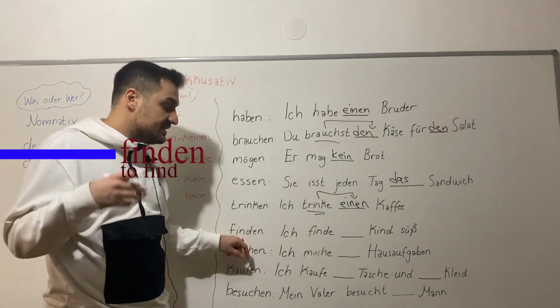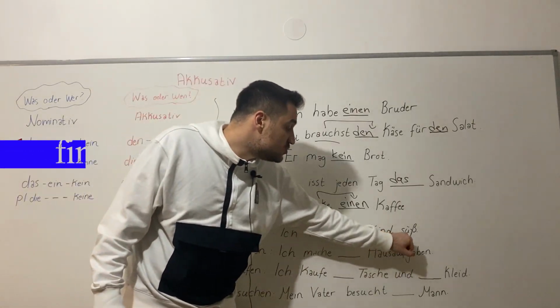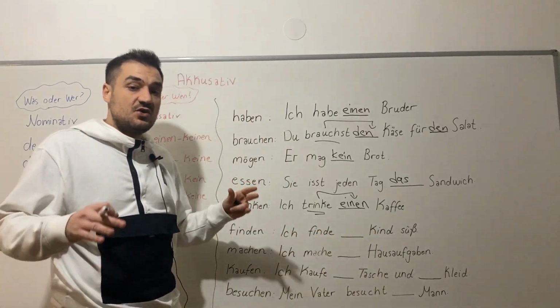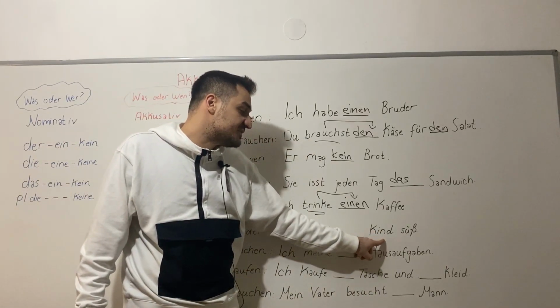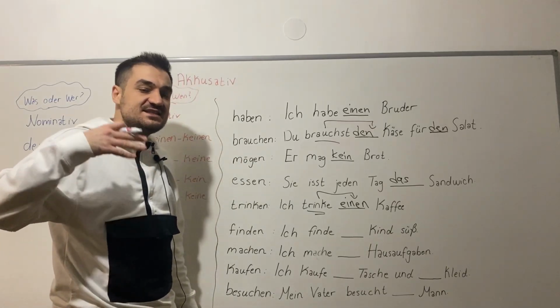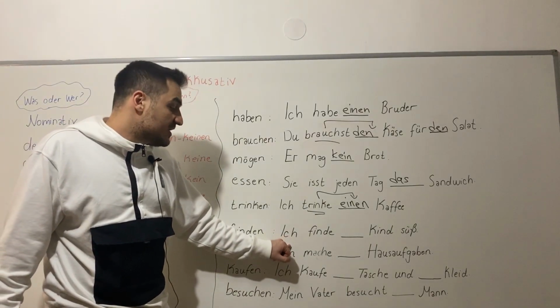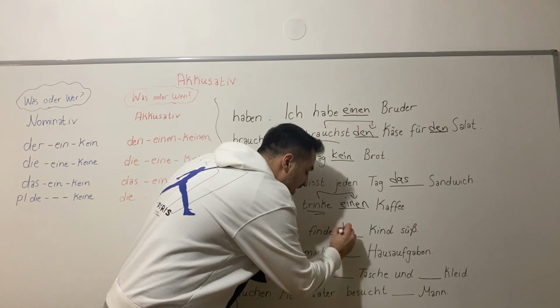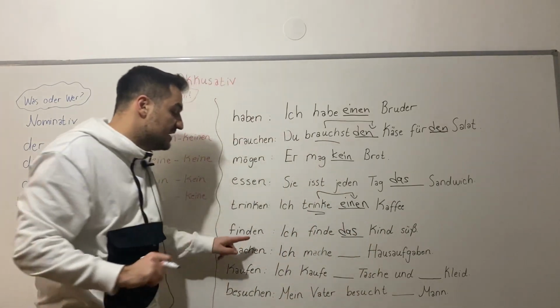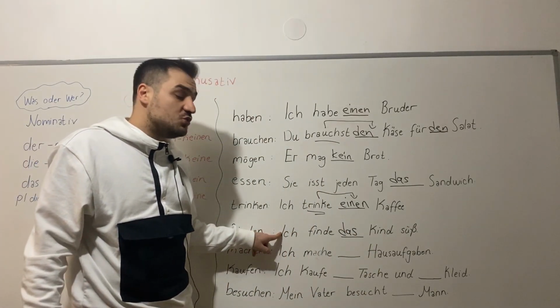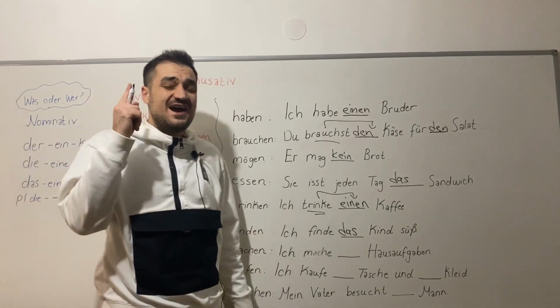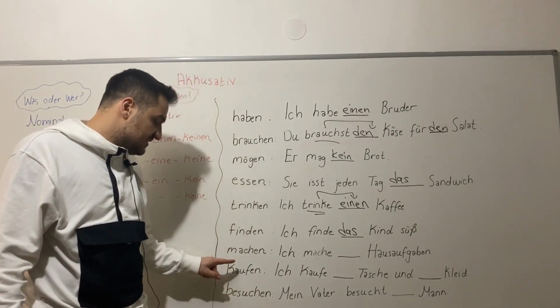Finden, to find. Ich finde süß das Kind. It's a neutrum, that's why the nominative article is das, and das stays as das. Now here, I find, right? I find the child sweet. Ich finde das Kind süß. Finden means to find, and it's always taking the accusative case.